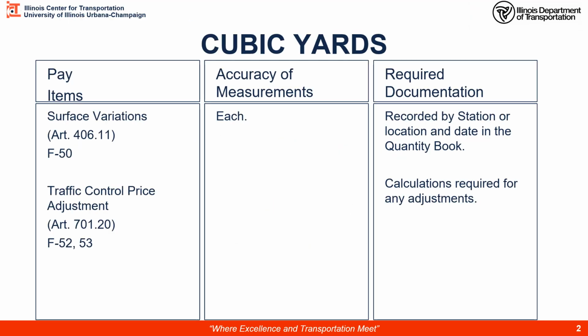Pay items we will cover under each and lump sum are surface variations, where the documentation is to record by station and location and date a list of the variations. And then traffic control price adjustment. Traffic control is paid by the lump sum, and then if there's any differences on the actual job site as far as the value of the work the traffic control standard was protecting, you'll have to do an adjustment. So you'll need to document the calculations done for these adjustments.